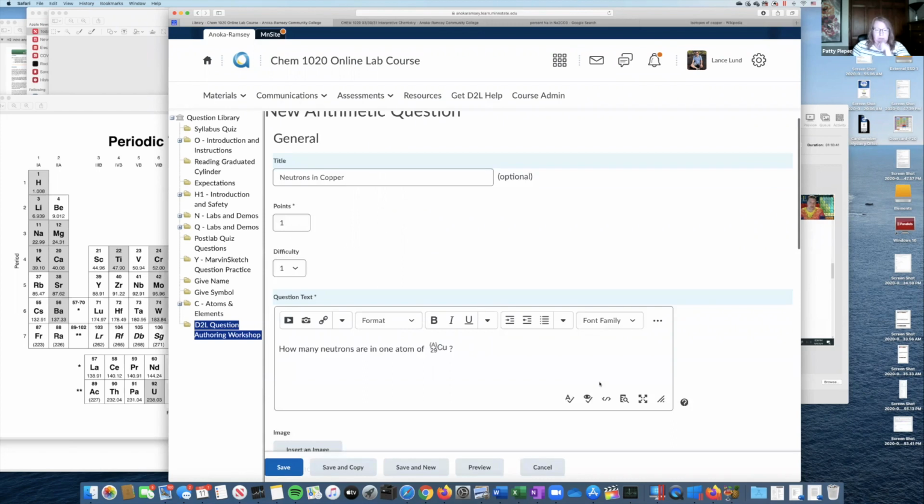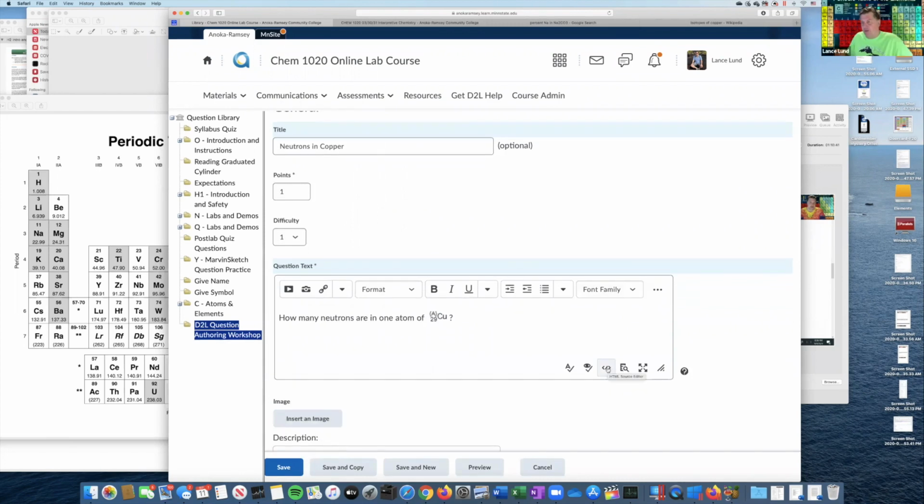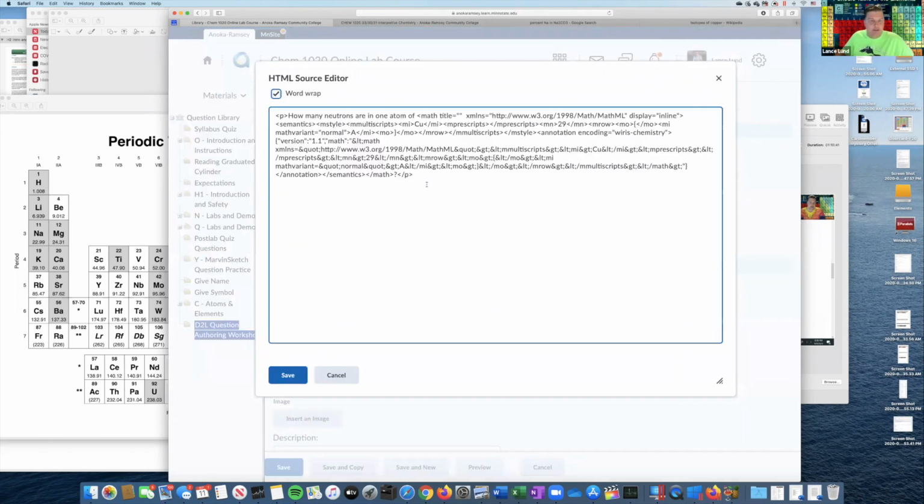What I'm going to do then is show you how to fix this. First of all, we showed the chemistry equation editor, but here's how you can also use the randomized variables in here. I'm going to go through and find out where that darn thing is.